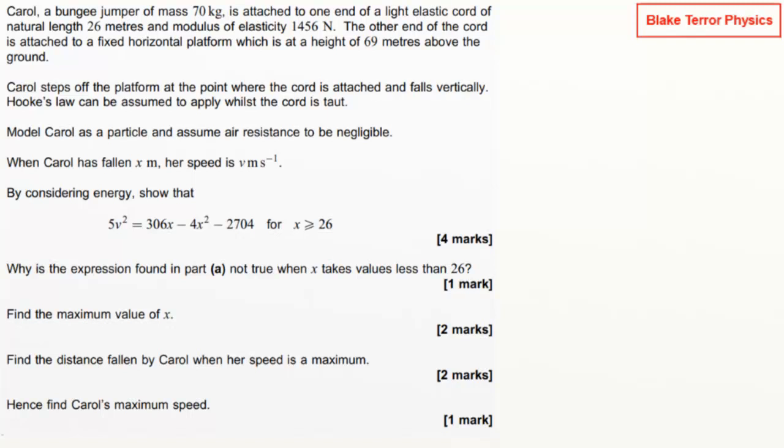Hello, in this video we're going to look at some Hooke's law. So let's go through what looks like quite a lengthy question here, see how we get on.